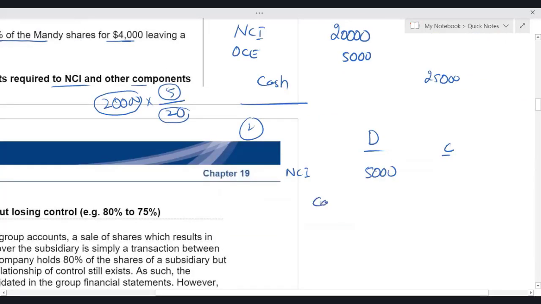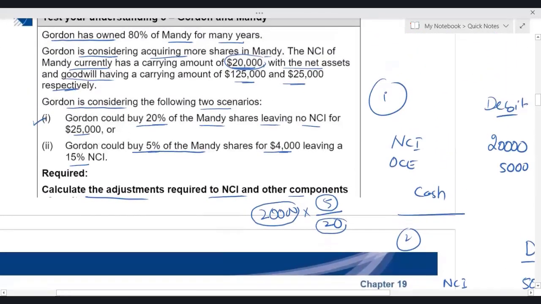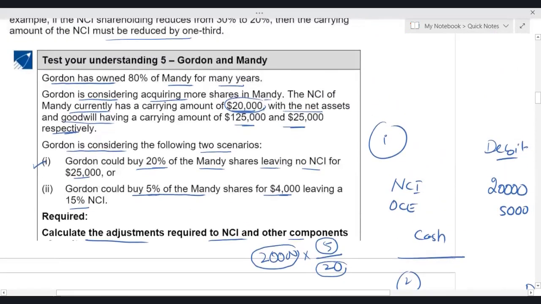Cash paid is just 4,000. Logically, the parent is having a gain of 1,000, but then the gain also goes to other component of equity. So this is the scenario when the parent gets further holding in the subsidiary. Obviously, the status remains the same. The parent will remain parent and the subsidiary will remain subsidiary. No doubt about it. Okay.